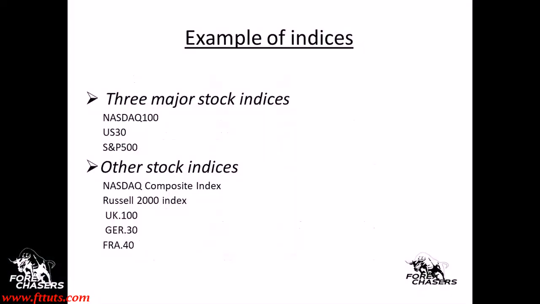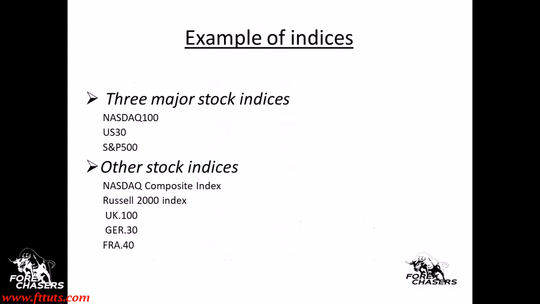So these are examples of what? These are examples of indices. We have three major indices, which are the most traded indices worldwide and the most volatile indices worldwide, which are Nasdaq 100, US 30 and S&P 500.